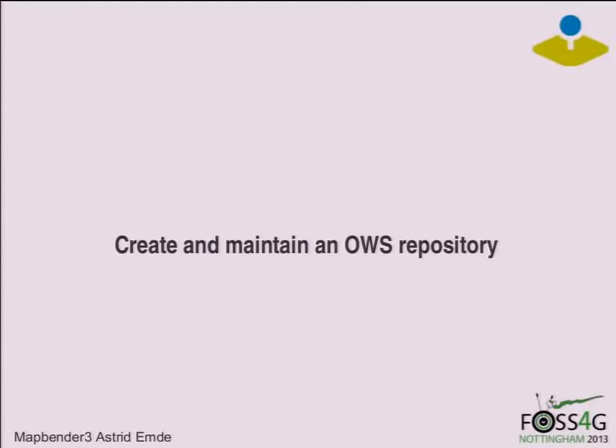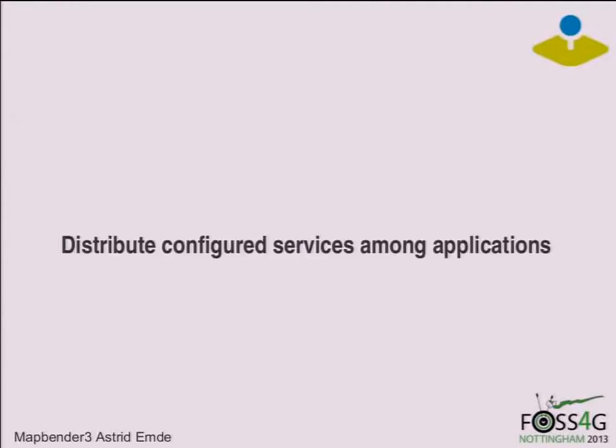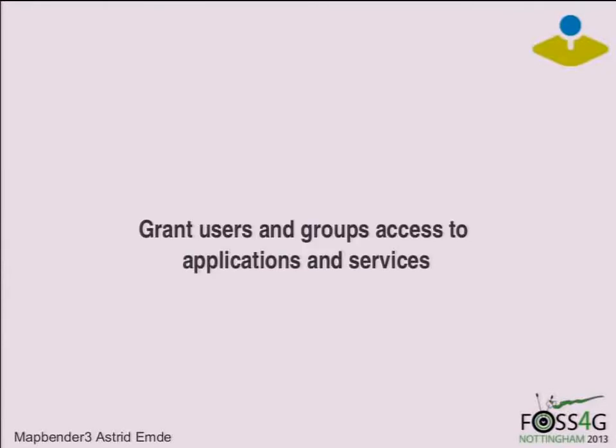If you are handling a lot of OWS services, you can create and maintain a repository and handle all of your services with Mapbender and get them structured. And you can distribute configured services to your applications. So you don't have to use a service like it is published, like a WMS with 100 layers. You can configure it and maybe only publish 2 layers in your application. You can do that through the backend.